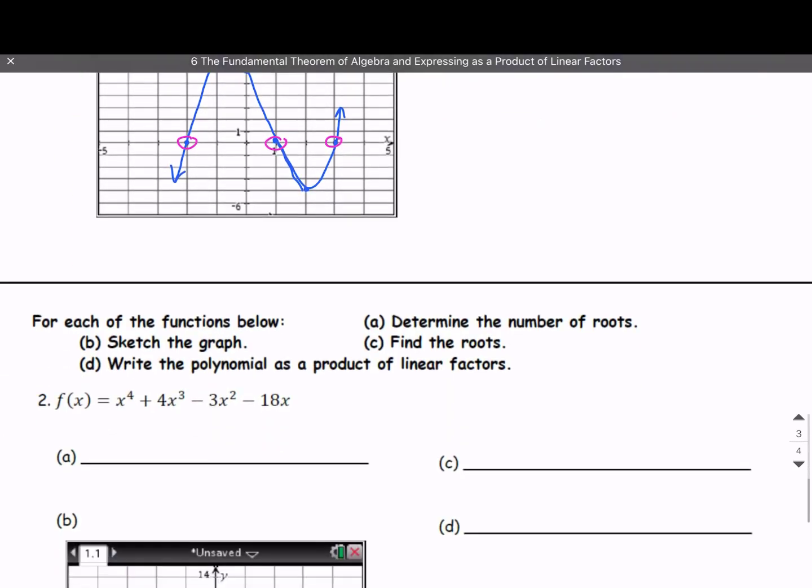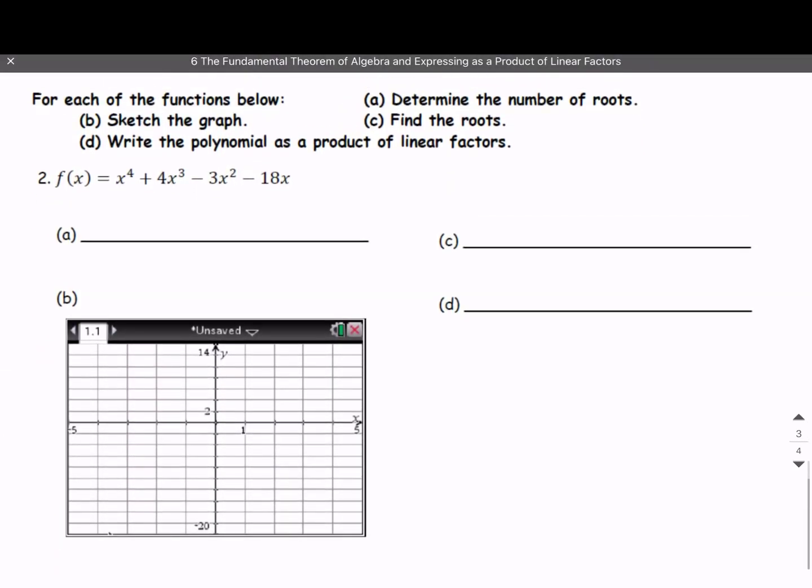Let's try one more. So now we have a 4th degree polynomial, x to the 4th plus 4x cubed minus 3x squared minus 18x, which means we need 4 roots. So go grab your calculator, graph your function, plot points, put arrows, all that wonderful stuff.